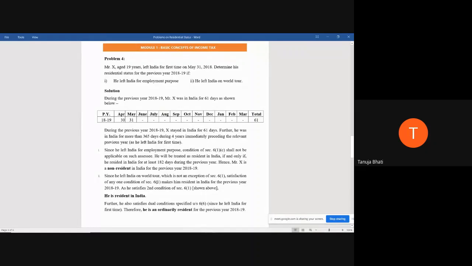And in order to determine whether he is a resident or non-resident, he has to fulfill either both the conditions or any one of them. If he fulfills any one also, he becomes a resident in India. So tell me, he's fulfilling the second basic condition. So is he a resident or a non-resident? Resident, ma'am. Resident of India.